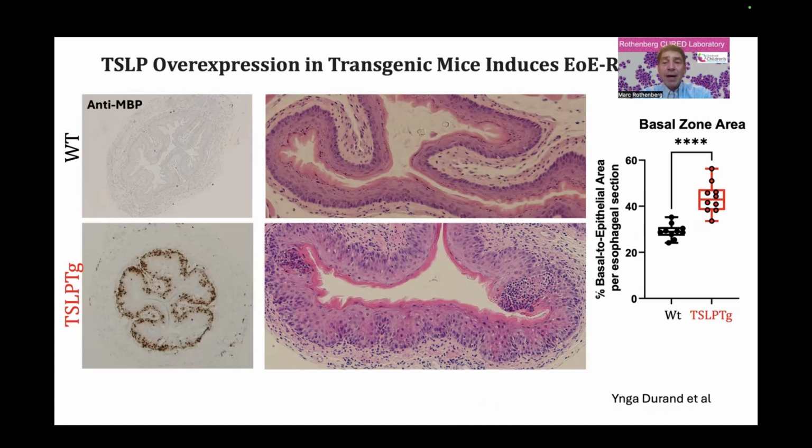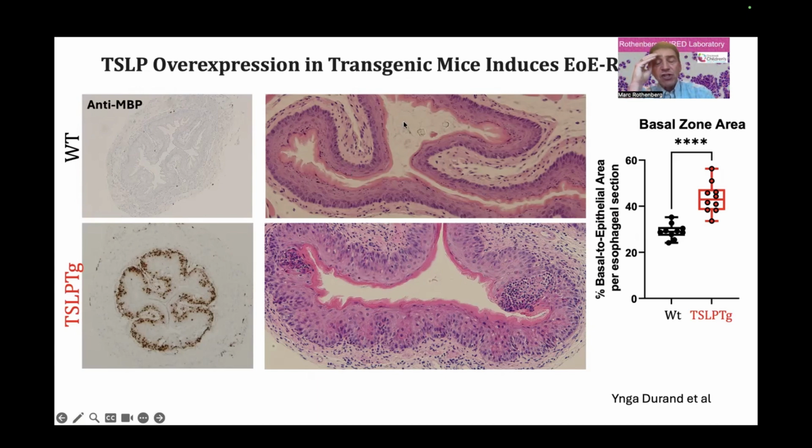In this case, we're looking at mice that are overexpressing the TSLP gene. And what happens is they overproduce the TSLP protein, particularly in the esophagus. And what we found was that this was very sufficient at eliciting EoE-like changes in mice. The anti-MBP is a stain for eosinophils. This is the WT or the wild type mouse that's non-transgenic compared to the TSLP transgenic, the mice that overexpress the TSLP. And one can see that the staining goes up and that all these dots here are eosinophils. And this is looking under the microscope and staining the tissue.